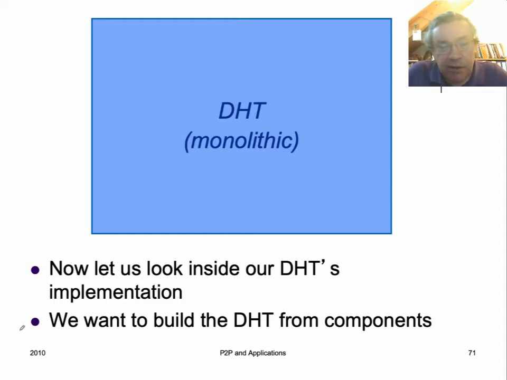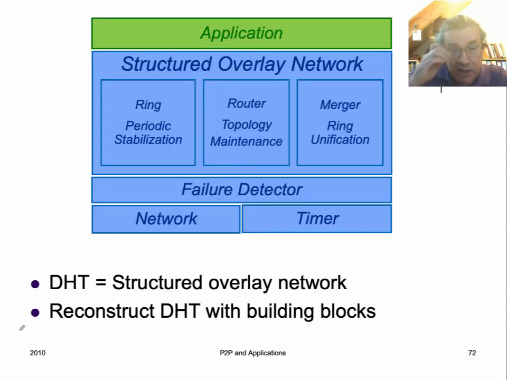Here is a monolithic DHT, but in fact, there is stuff inside there. If you look at it, there is at least the following things. There's the ring, there's a periodic stabilization, which I didn't talk about, which complements the correction on use. There's a router, topology maintenance. There are other things, ring merger, ring unification, when we have network partitions, things that I didn't talk about, which exist in the real systems. We have a failure detector, we have network, we have timer.